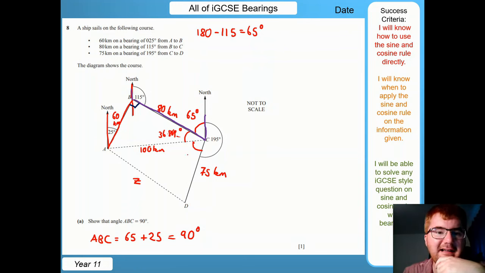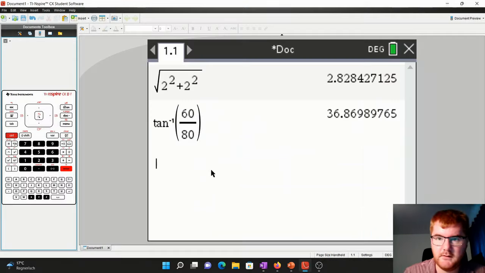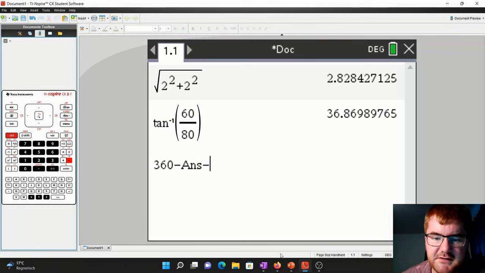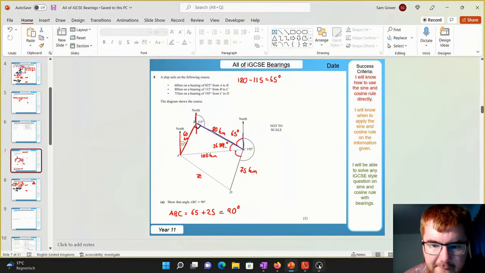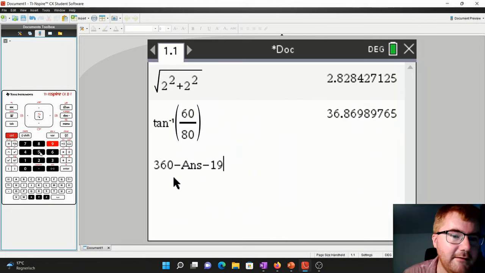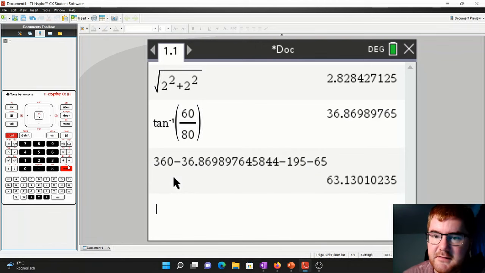So I'm going to use the calculator here to work out the most accurate answer possible for this. And you'll see exactly what I'm going to do on the calculator. We're going to go 360 minus answers, this is control and the minus button here. And minus 195 and minus 65. And then that gives us the most accurate answer here of 63.13.